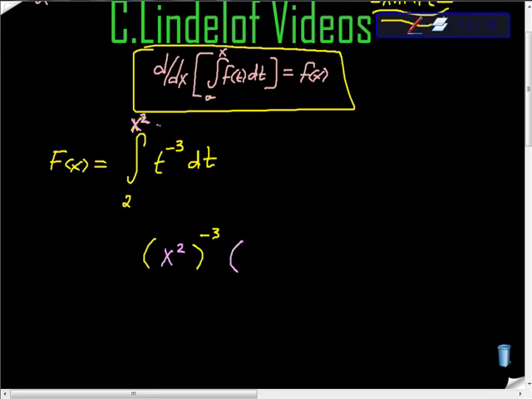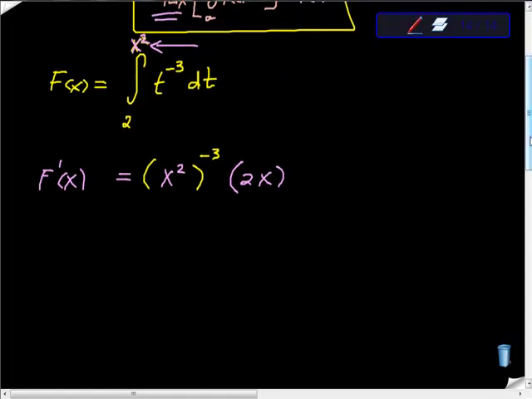Times the derivative of this. So what's the derivative of x squared but 2x? And this is us finding f prime of x, right? Because remember, we're going to find this derivative. So I'm going to clean this up. We get x to the negative 6th power times 2x. So we can say with great certainty that f prime of x is equal to 2x to the negative 5th power.